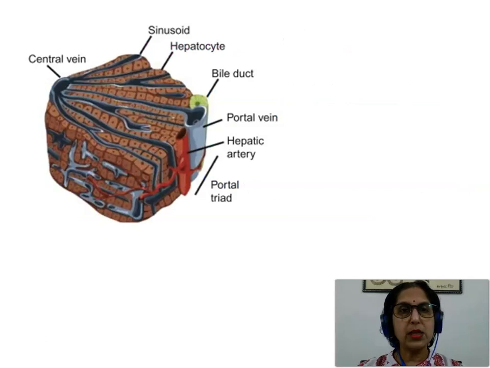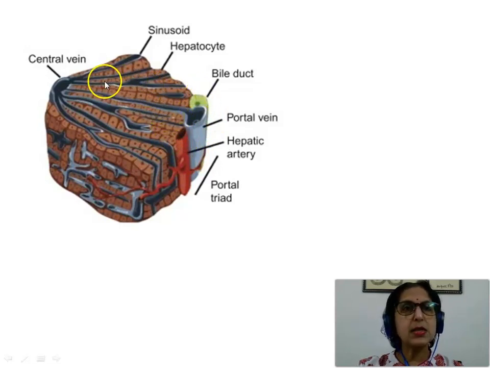Now what we see here is a picture showing us the hepatocytes. So what we see here are the polygonal cells or hepatocytes, which are seen as cords or plates of cells. These are seen radiating away from the central vein, and they radiate towards the outer surface, where at few places we see these three structures, that is a bile duct, a tributary of the portal vein and a branch of the hepatic artery, and this together is what is called as the portal triad.